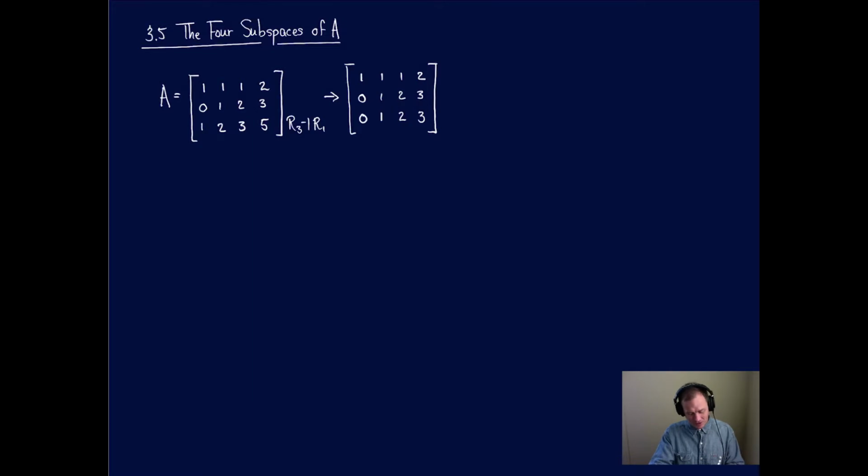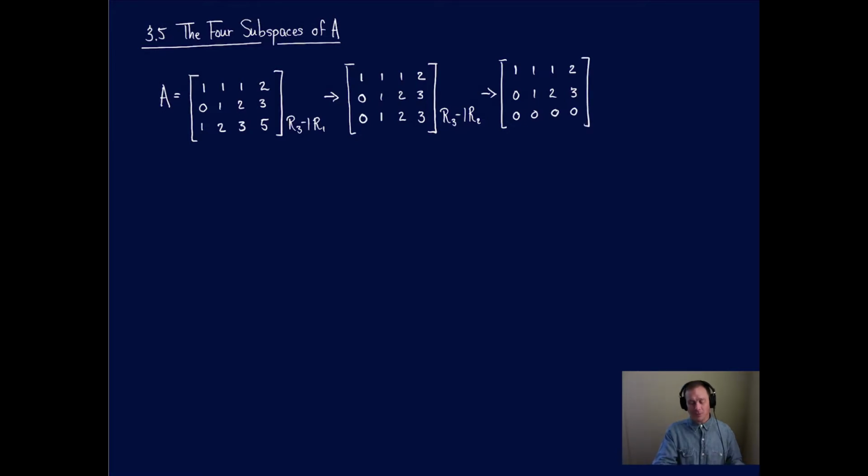All right, let's continue. Now we're going to take row 3, and we're going to subtract 1 times row 2 from that. That's going to give us this new matrix, where row 3 will be a 0 row. So the first row is the same, 1, 1, 1, 2. The second row will be the same, 0, 1, 2, 3. The third row, 0, 0, 0, 0.